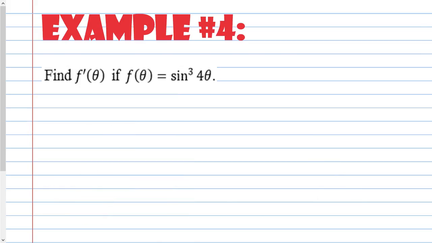Example 4. Find f prime of theta if f of theta is equal to sine cubed 4 theta, or sine of 4 theta cubed, whatever, same thing. So rewrite. Okay, this is actually a double chain rule because I have a function inside a function inside a function. It's like nesting dolls. You take the outer one, open it up, and then pick out the doll that's inside, and then take that out and open it up and take out the doll that's inside that.